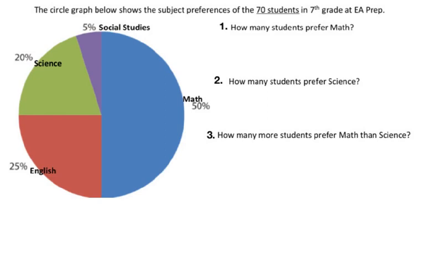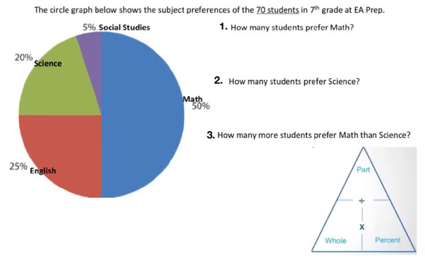So look at one real quick on the circle graph. Just looking at question 1, I'm not going to look at all of them. How many students prefer math? Well, what I messed up on is we should probably read the basic info at the front. The circle graph below shows the subject preferences of 70 students in 7th grade EA Prep. Let me get our triangle up.